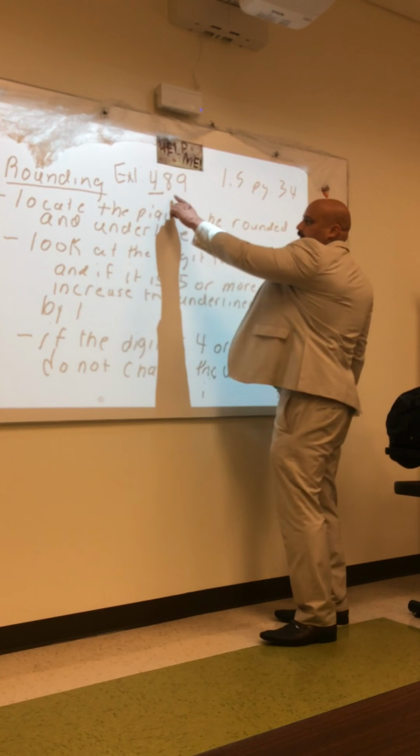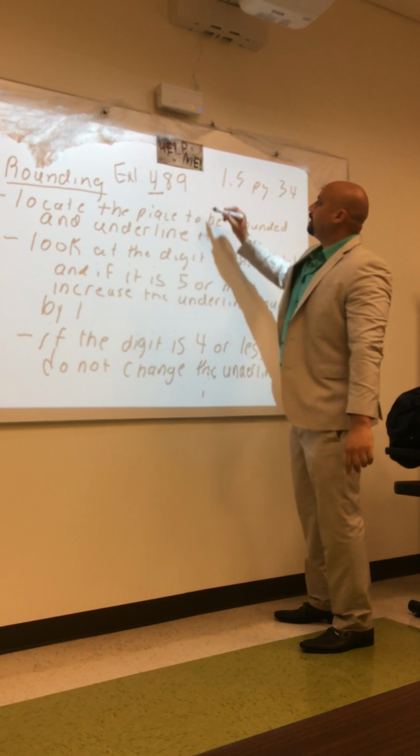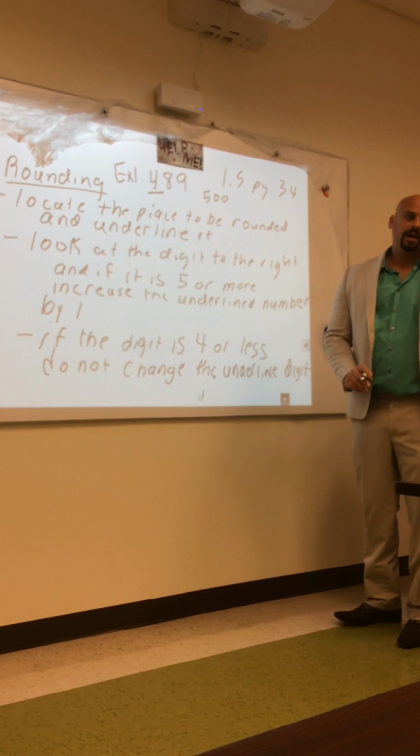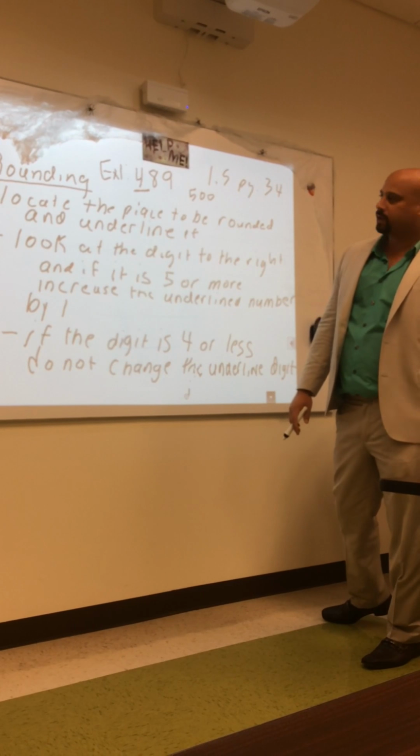And I look to the right of it. If it's 5 or more, I add what? 1 to it, and it becomes 5, and the rest becomes 0. So it's now 500. A better explanation of the rules, they have 3 steps on page 34. You can look at that.